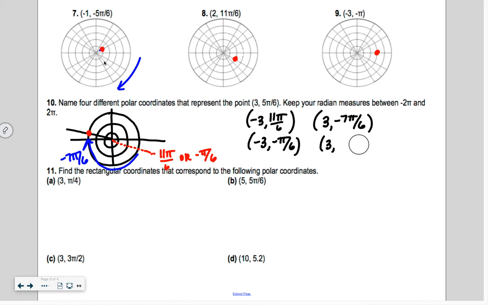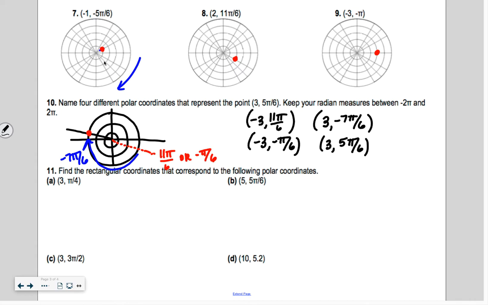Are there any other ways? I think that's it, right? Is that good? Any more? I think that's it. I tricked myself by saying name 4 different polar coordinates, and then I was counting the first one.